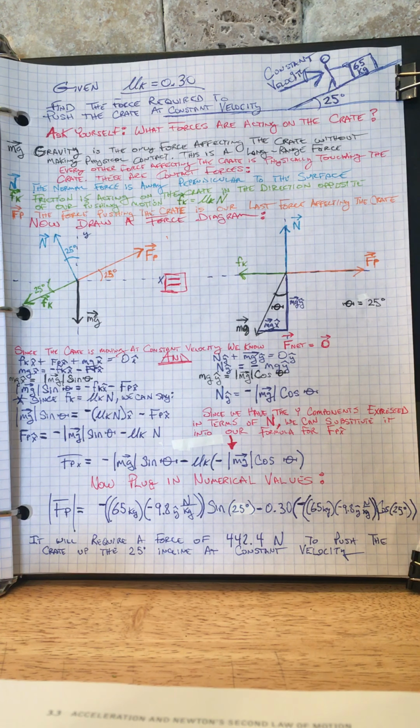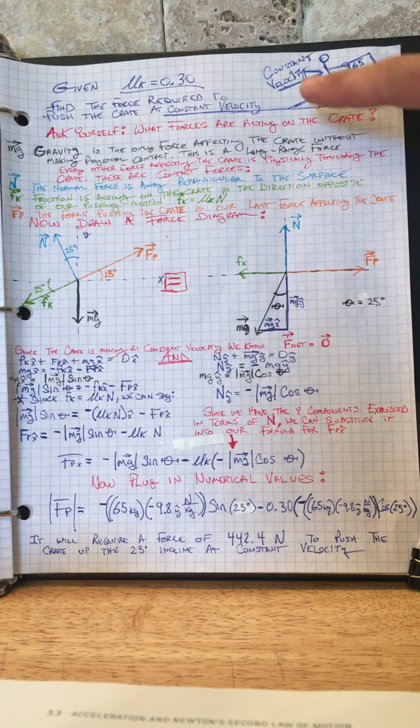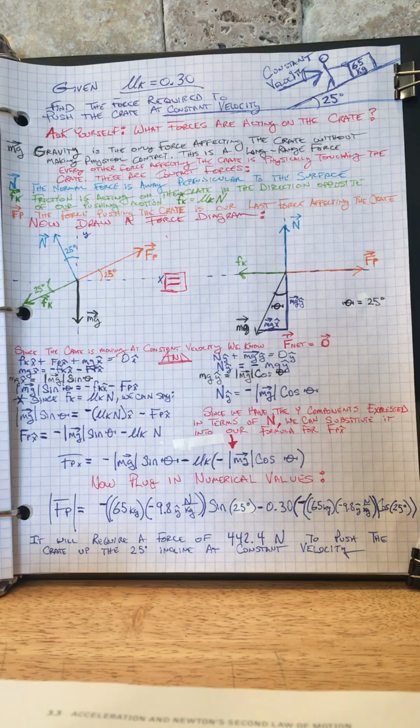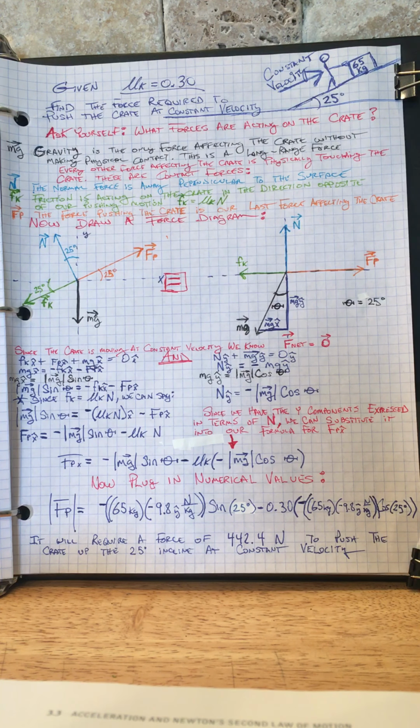what the force is that will be required to push this 65 kilogram crate up a 25-degree angle at constant velocity. And I've underlined constant velocity a couple times because that's pretty important, because we know that if something is at constant velocity, then the summation of all the forces, or F net, is going to equal the zero vector. So basically they all cancel each other out.